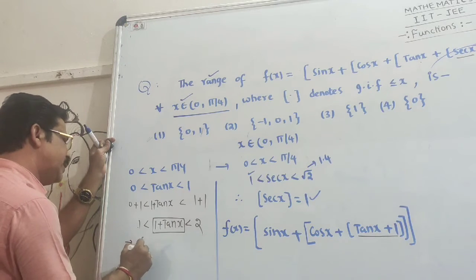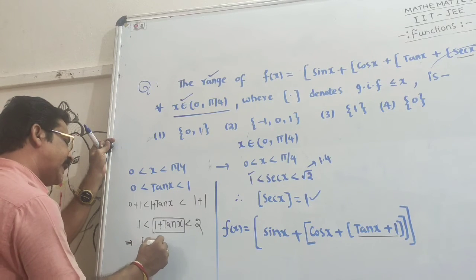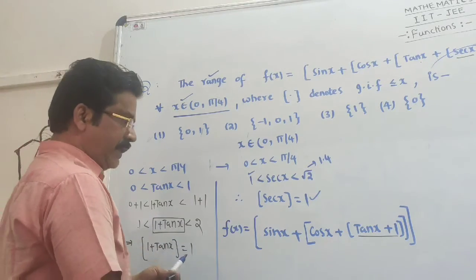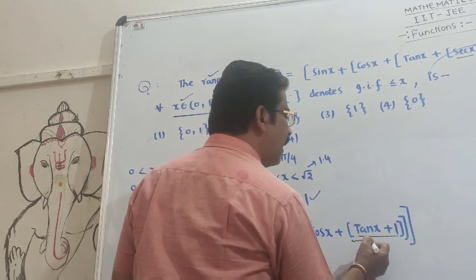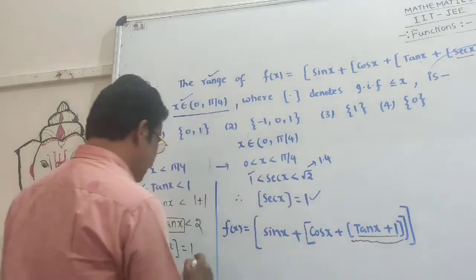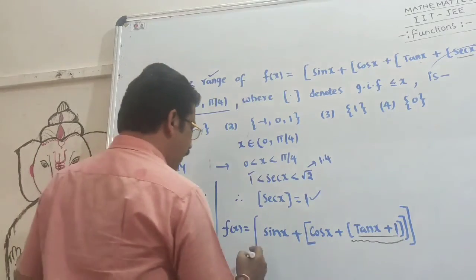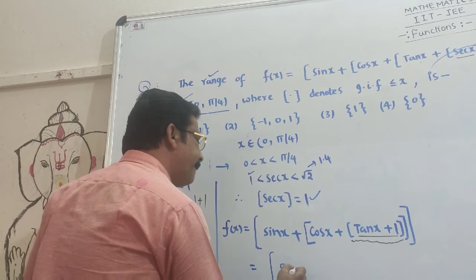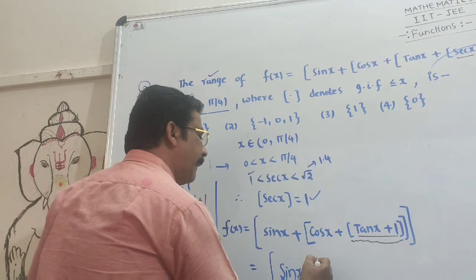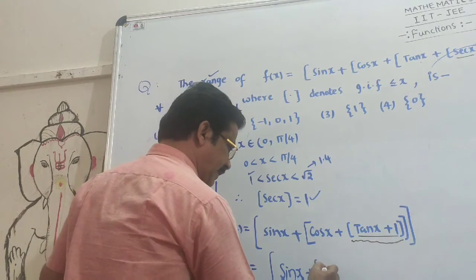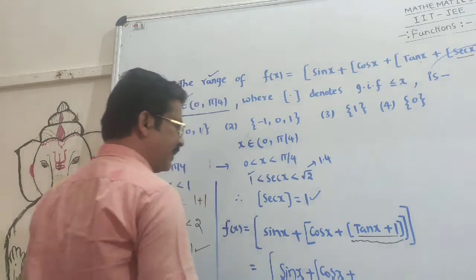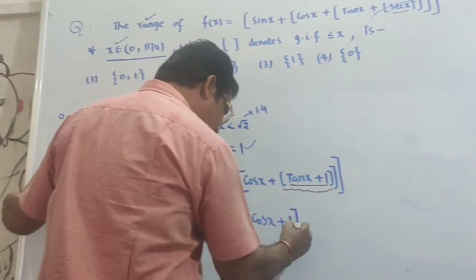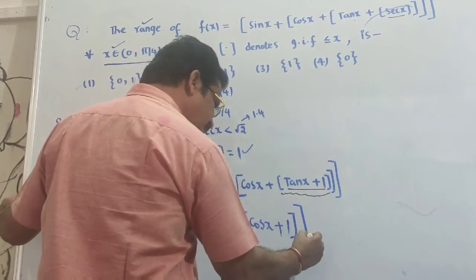Then its box value, box of 1 plus tan x, is equal to 1. So f of x becomes box of sin x plus box of cos x plus, what is this box value? 1. So this box is closed. Next, this box is closed.